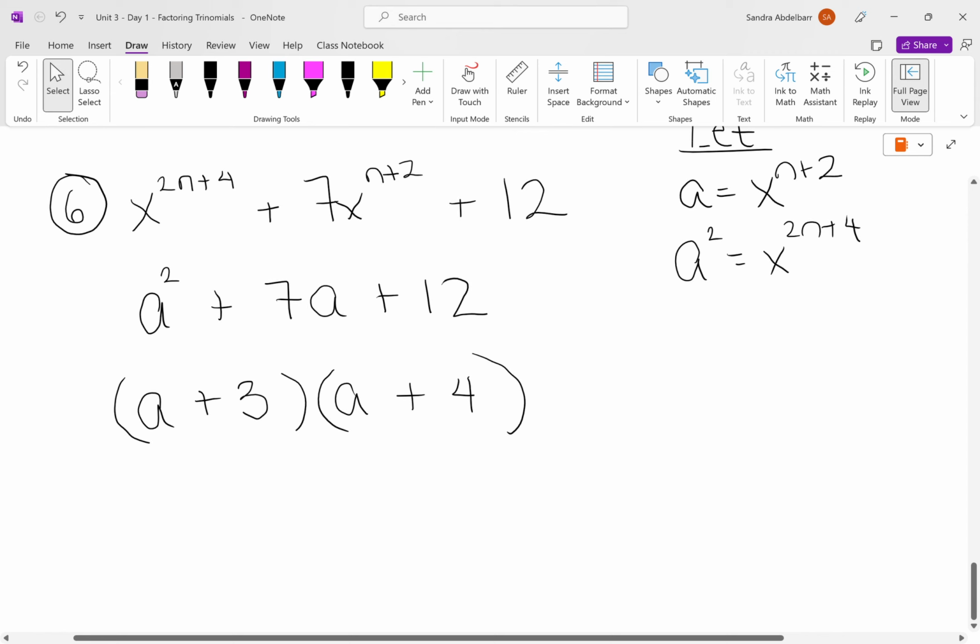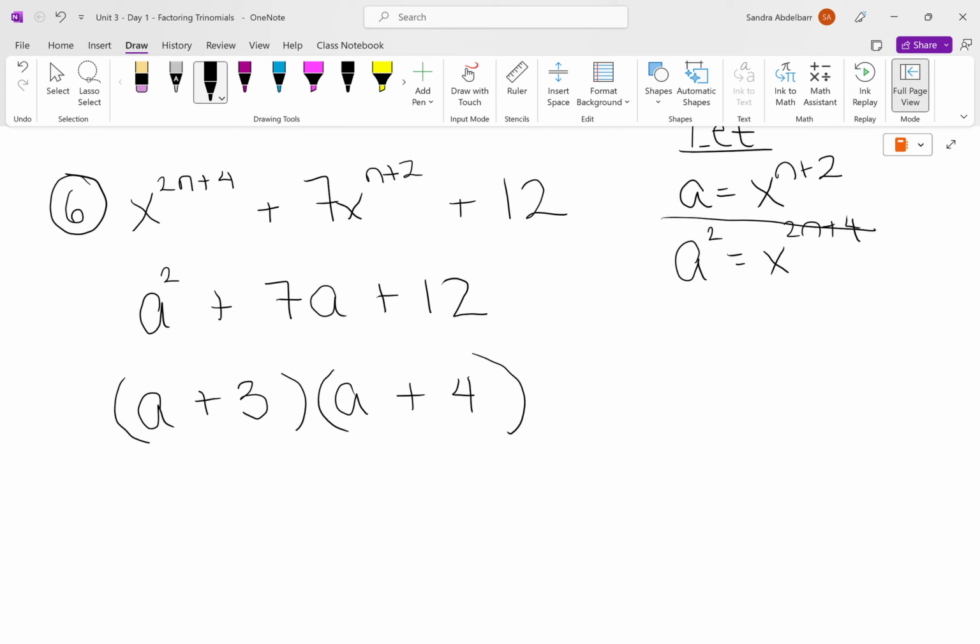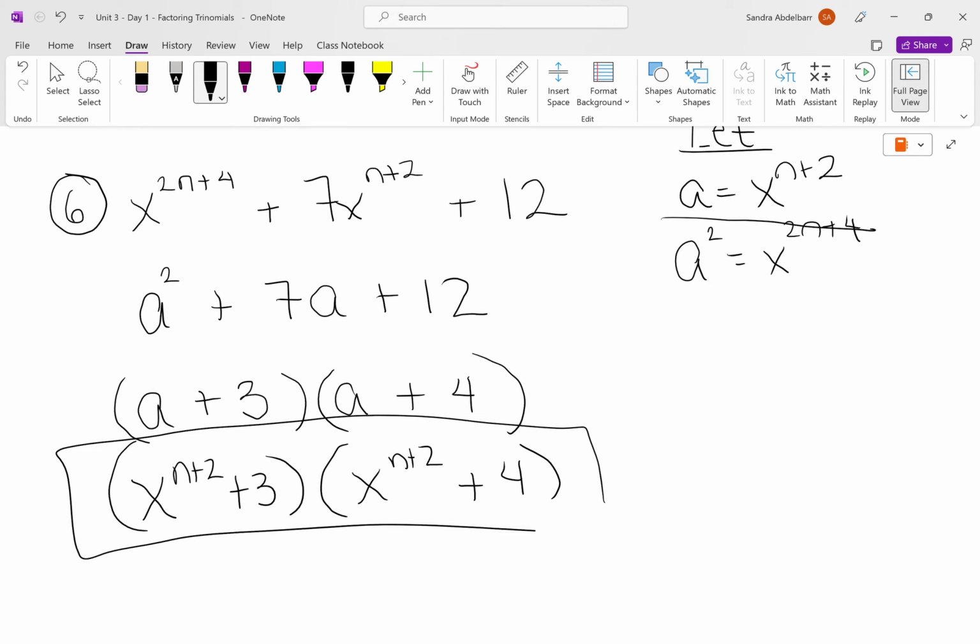If this were the test, would you be allowed to leave it like this? No, you have to substitute back in. That's actually one of the biggest mistakes with substituting, forgetting to substitute back in. So now remember, a is equal to x to the n plus 2 power. So I'm going to have x to the n plus 2 plus 3, x to the n plus 2 plus 4.